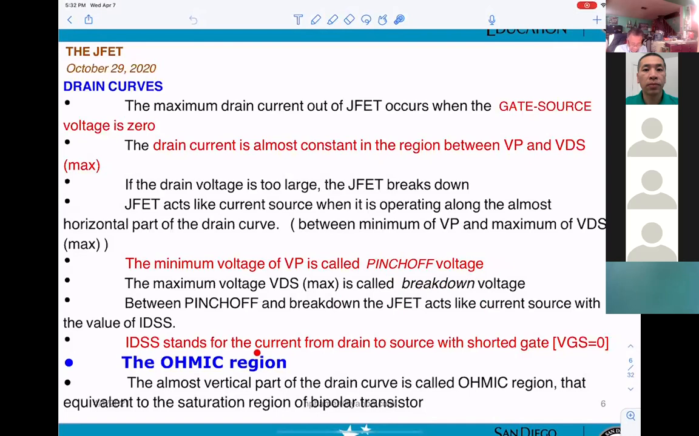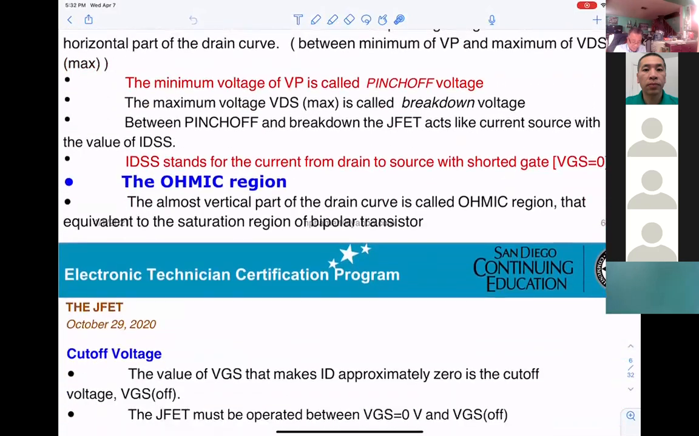IDSS stands for the current from drain to source with shorted gate. That means VGS equals 0. And there is also an ohmic region, the almost vertical part of the drain curve, called the ohmic region. That's equivalent to the saturation region in the bipolar transistor.